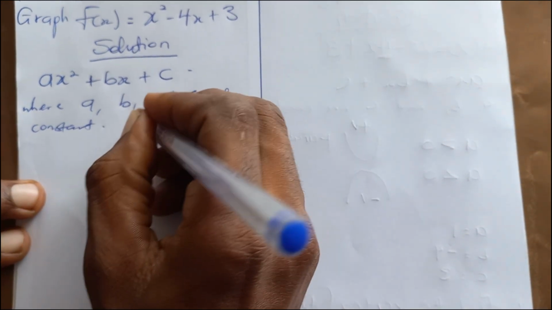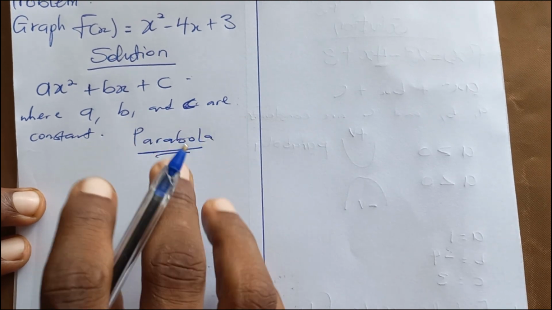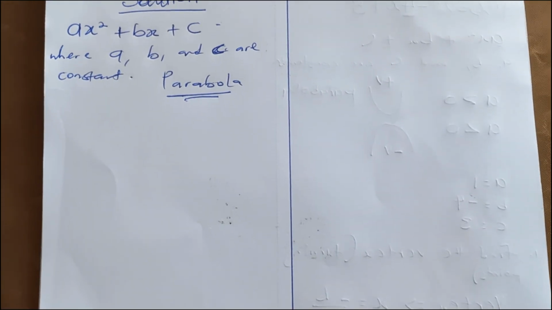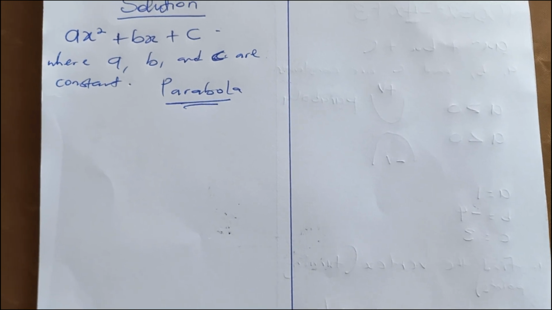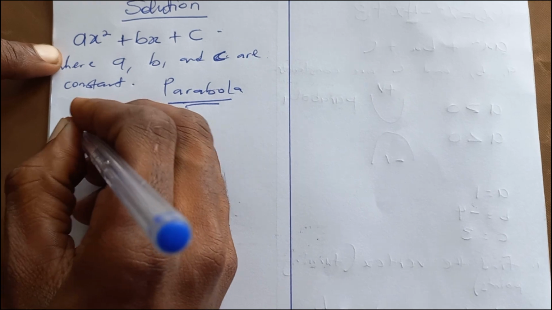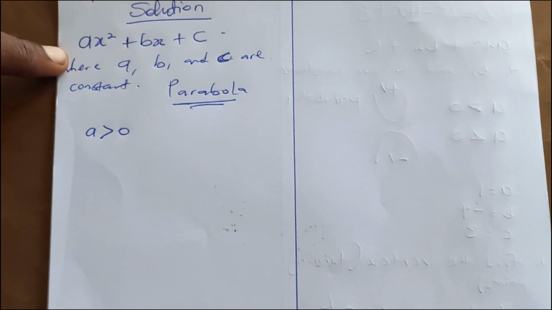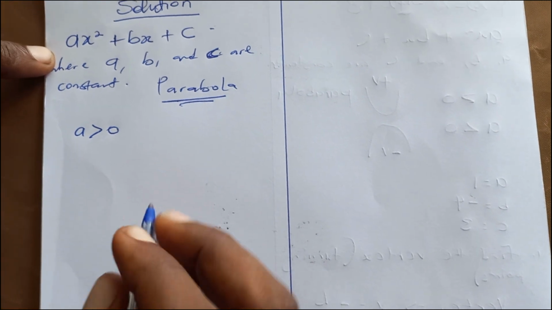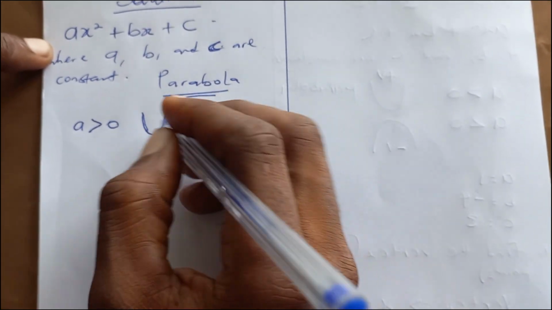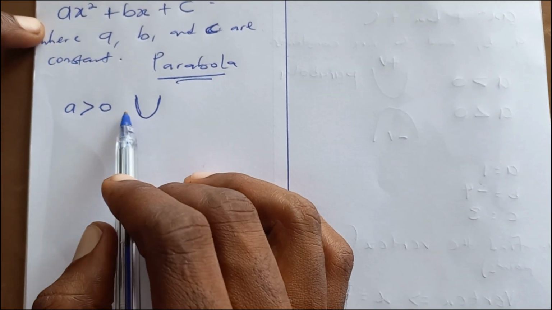Okay, parabola. So this is the spelling. This is the type of shape we are going to get. So when the coefficient of x squared, which in our case is a, is greater than 0, we get a parabola which is U-shaped. So we get something like this. Okay, U shape. So this is how our graph will look.